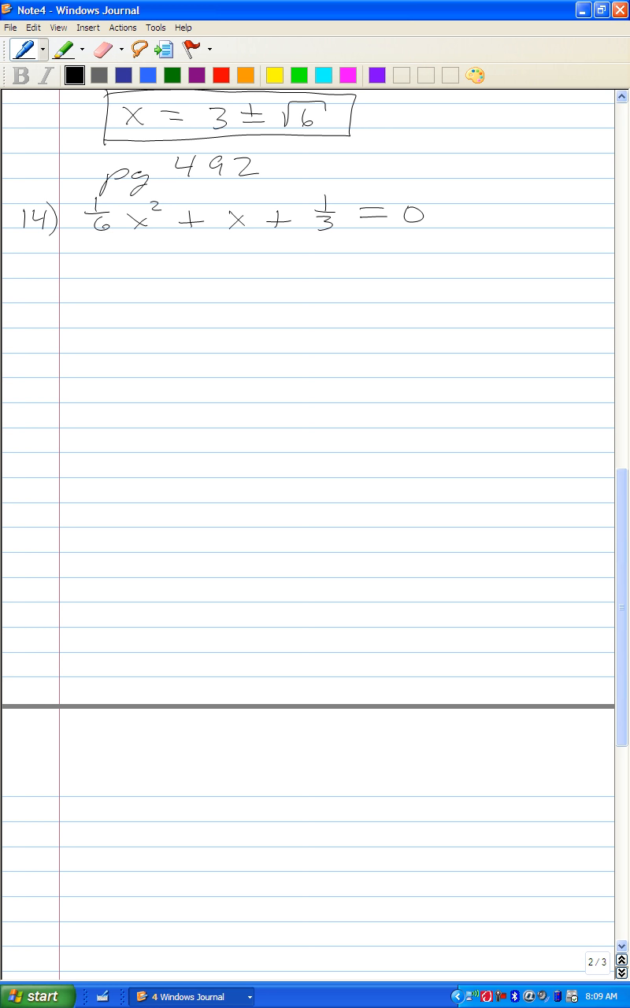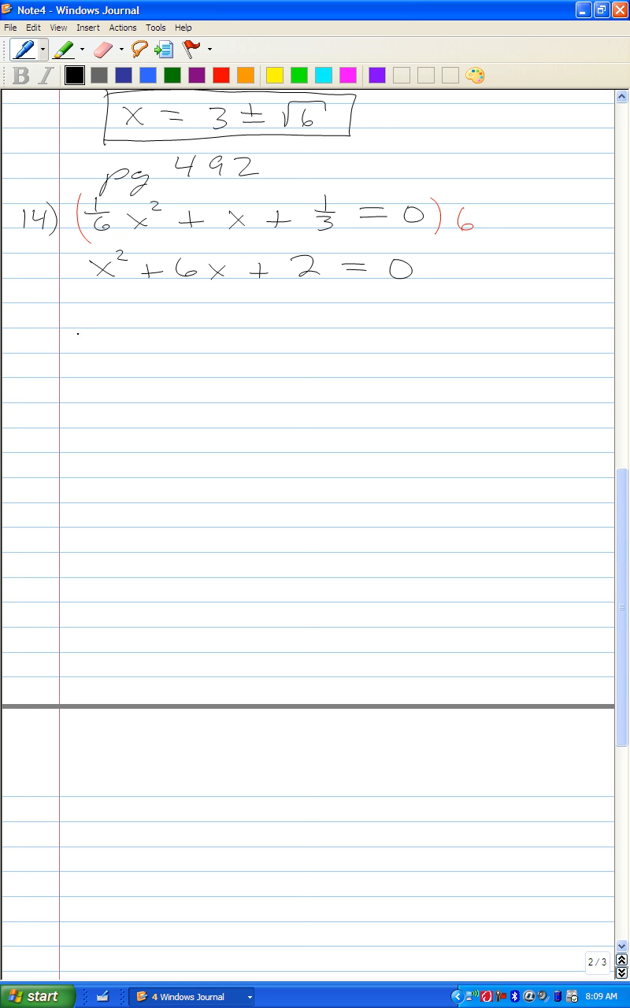Well, if I'm going to plug into a formula, I might as well make the equation as simple as possible. So let me multiply both sides of my equation by 6. So I get x squared plus 6x plus 2 equals 0. 6 divided by 3 is 2. So now this equation is much easier, with no fractions. There's just a whole bunch of whole number coefficients here.